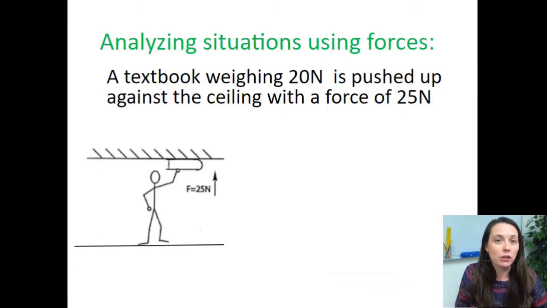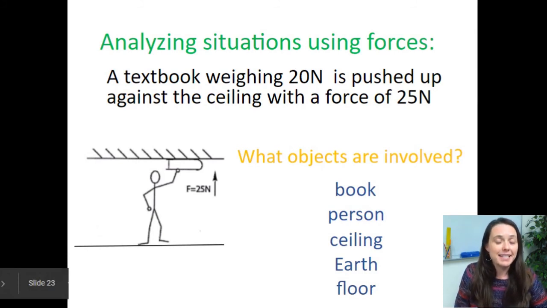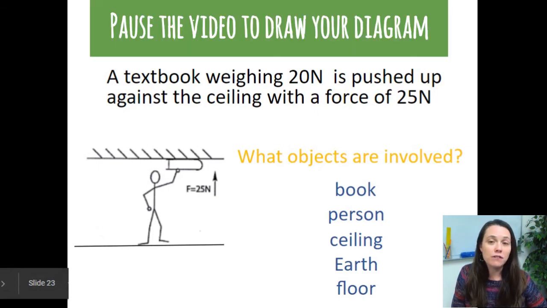Let's practice again by looking at a new system. Let's consider a textbook that weighs 20 newtons. That means the force of gravity on the textbook is 20 newtons. It is being pushed upwards against the ceiling with a force of 25 newtons. If you consider the objects that are involved, we have a book, a person, the ceiling, the earth, and the floor. Take a second and on a sheet of paper, draw an interaction diagram showing all of the forces in this system.